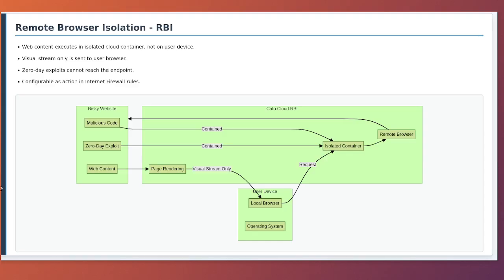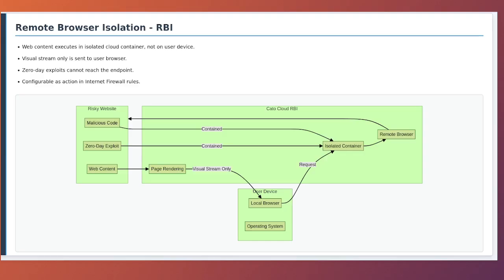The user experience with RBI is designed to be seamless. Pages render with full fidelity, and normal interactions like clicking, scrolling, and form submission work naturally. For most websites, users cannot tell the difference between isolated and direct browsing. Some advanced web applications may have reduced functionality in isolation mode, so you balance security and usability when defining RBI policies. RBI also provides data protection benefits.